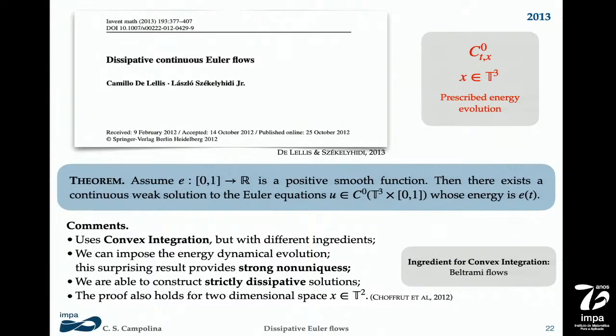Assume that E, from the interval 0, 1 to R, is a positive smooth function. Then there exists a continuous weak solution to the Euler equations, so in C0, whose energy is E of t. So this is a key ingredient if you want, as Arthur just mentioned, a strictly dissipative solution, because now we can prescribe an energy profile which is indeed dissipating, right? Of course, we can also prescribe something which is constant, something which is increasing. You can prescribe anything with these conditions. It's a strictly positive smooth function.